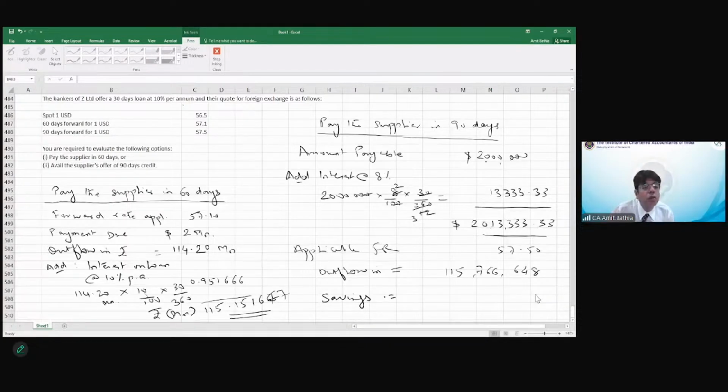Savings on opting option 1, right? So you can calculate over here whatever is the amount you mentioned. 6,14,981. 6 lakh 14,981. That is 614,981 in rupee terms.